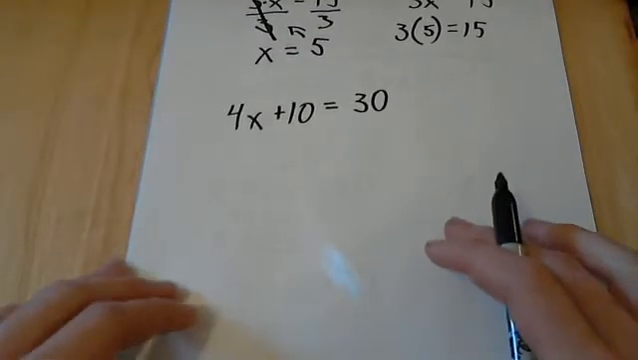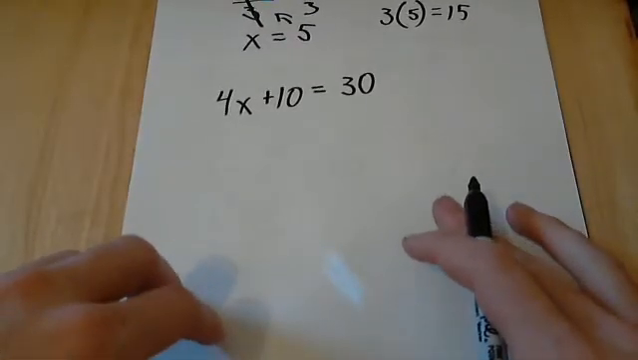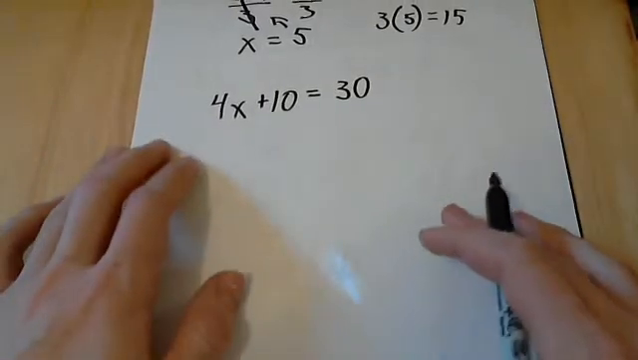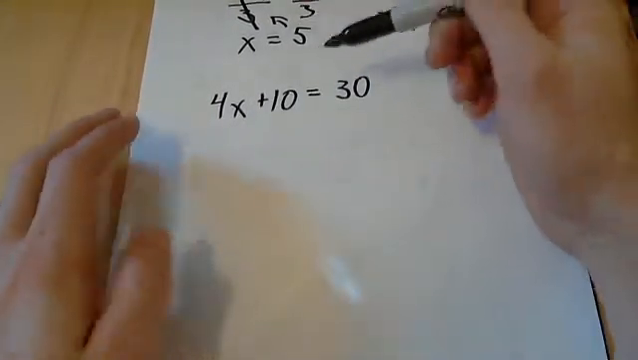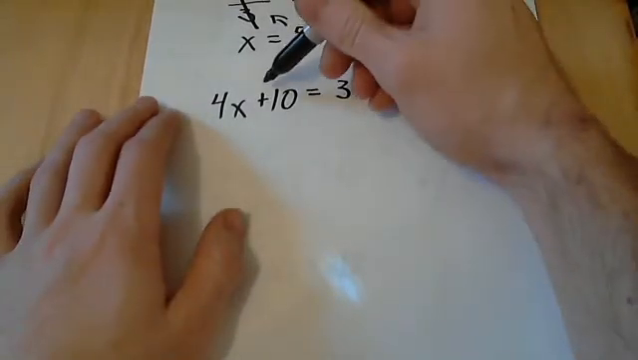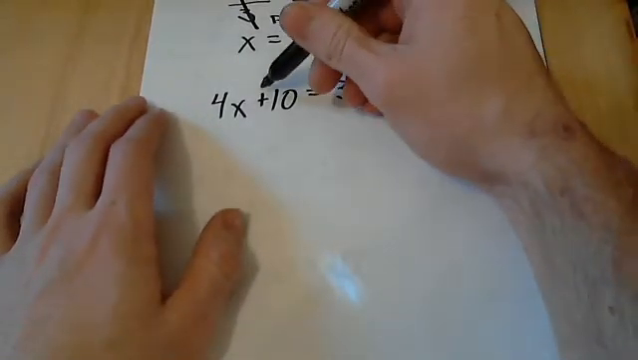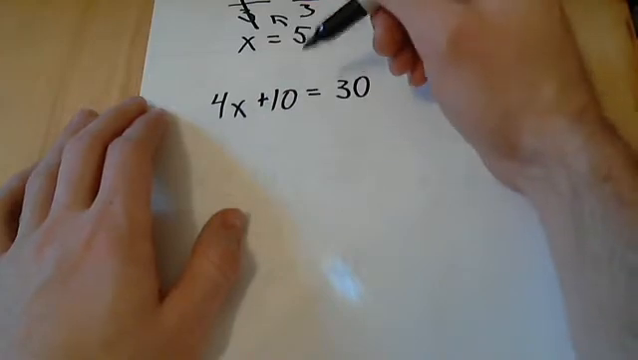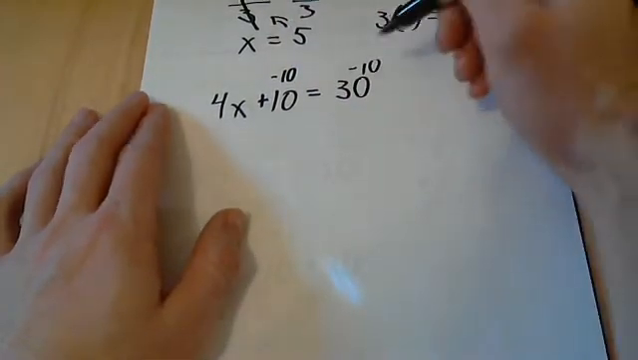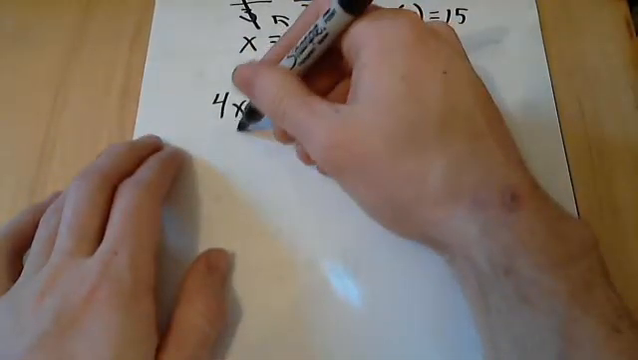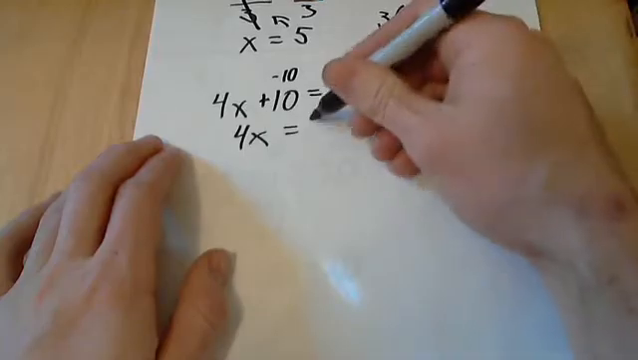So now we have an instance of multiplication and addition in this equation. To start off with, to get our x by itself, we are going to subtract 10 from both sides because we have addition and the opposite is subtraction. So minus 10 and minus 10 on each side. So 4x equals 30 minus 10, which equals 20.